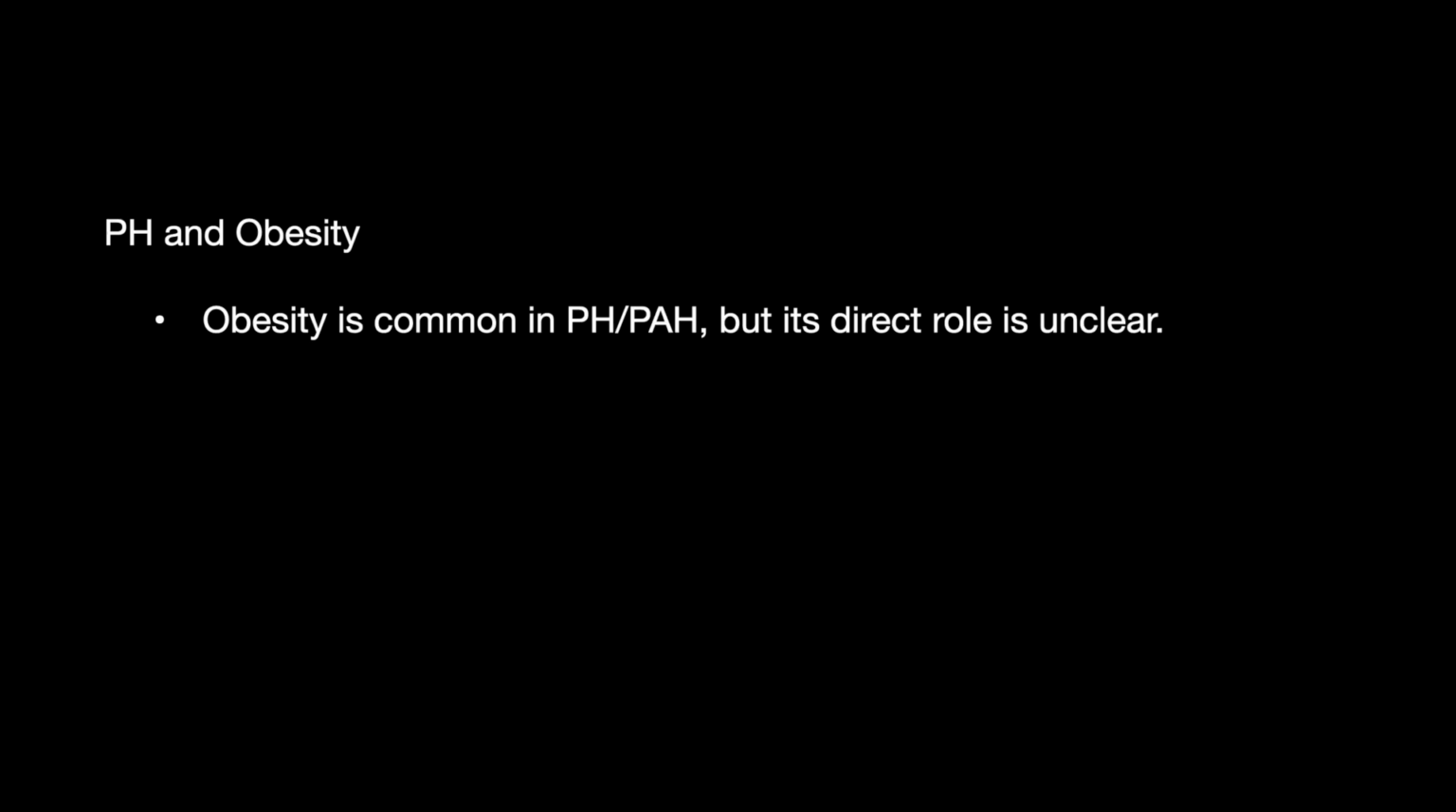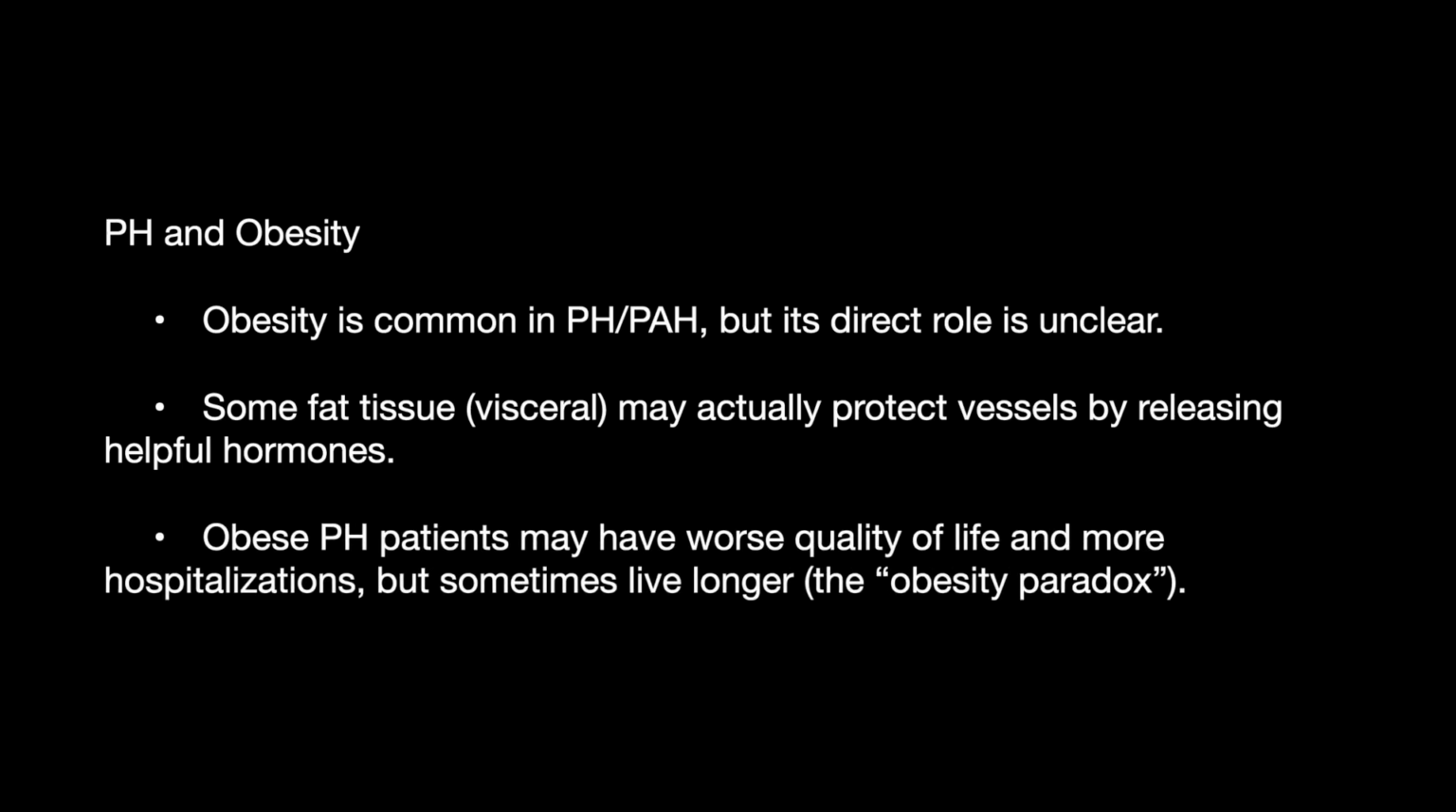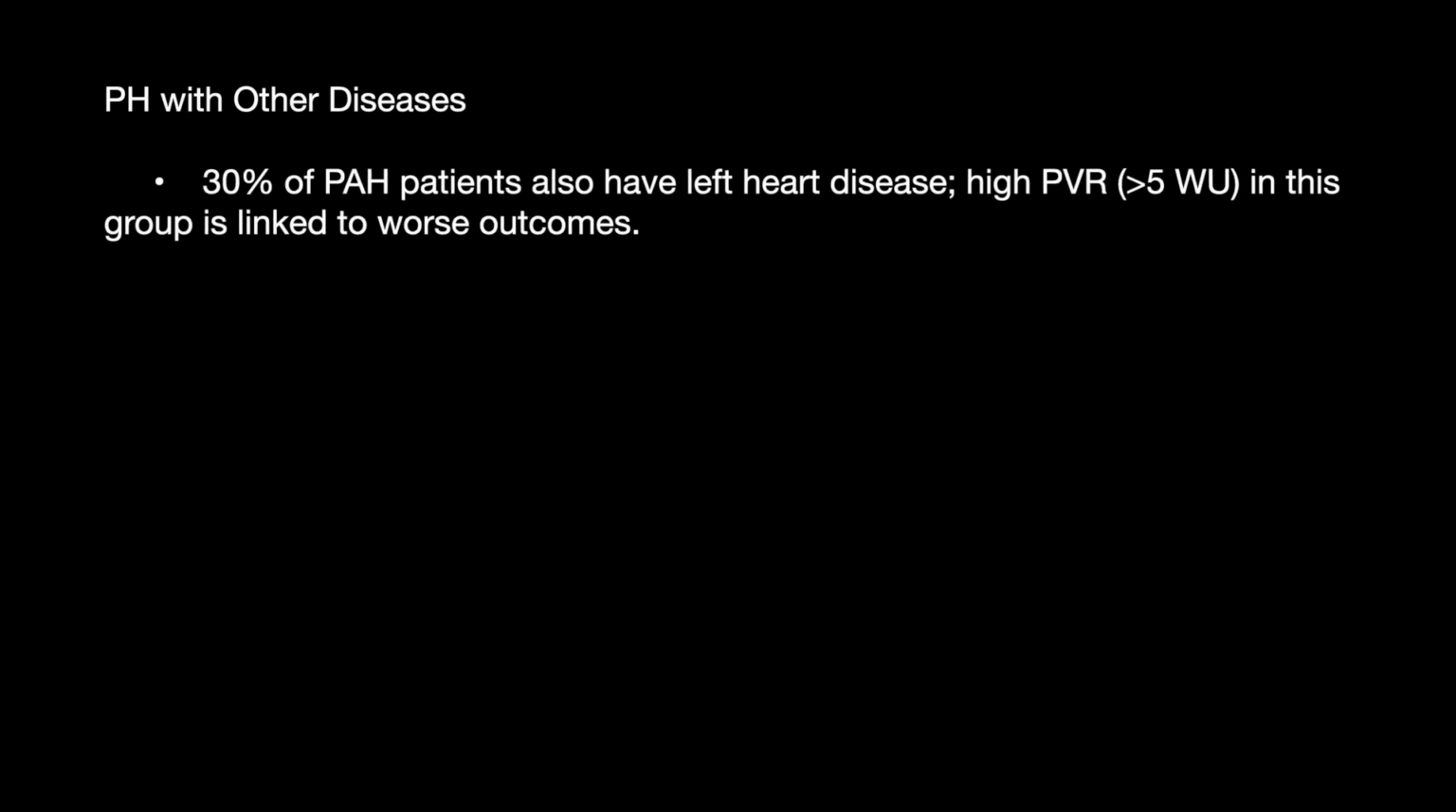Regarding obesity, obesity is common in patients with pulmonary arterial hypertension, but its direct role is unclear. Some fat tissue may actually protect the vessel from releasing harmful hormones. Obese pulmonary hypertension patients may have worse quality of life, more hospitalization and longer stay. Regarding other diseases, 30% of pulmonary hypertension patients also have left heart disease. When you have a high pulmonary vascular resistance in this group, it is linked with worse outcomes.